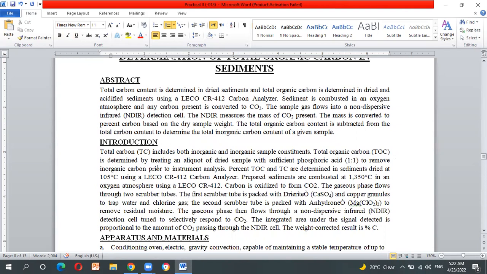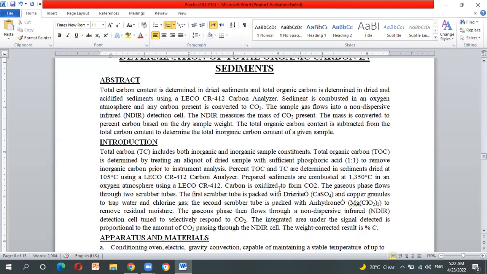Total organic carbon is determined by treating an aliquot of dry sample with sufficient phosphoric acid 1:1 to remove inorganic carbon prior to instrumental analysis. Percent TOC and TC are determined in sediments dried at 105 degrees Celsius using LECO carbon analyzer, and prepared sediments are combusted at 1350 degrees Celsius in an oxygen atmosphere using LECO carbon analyzer.